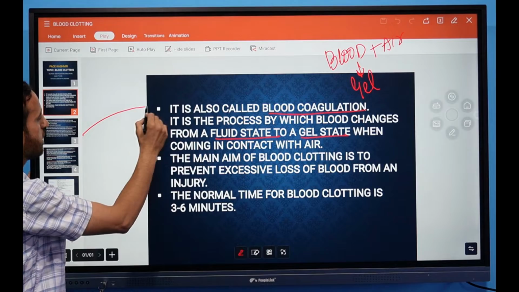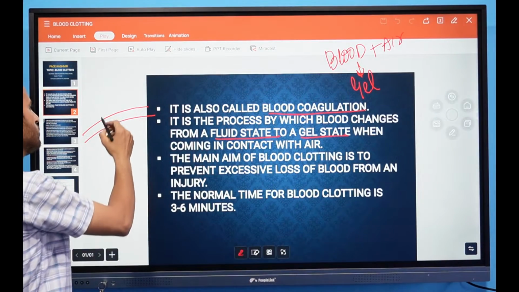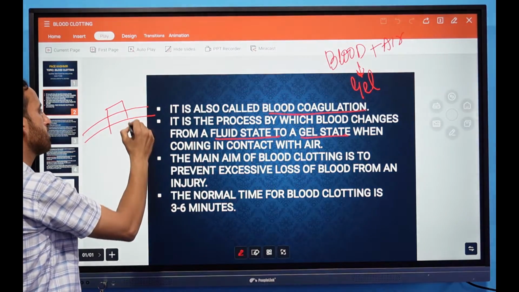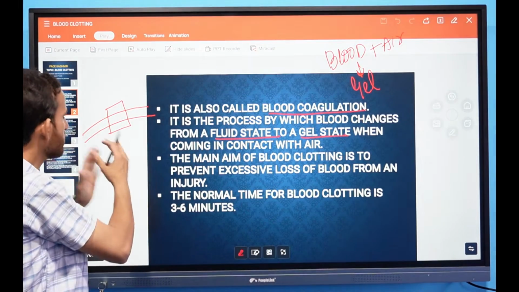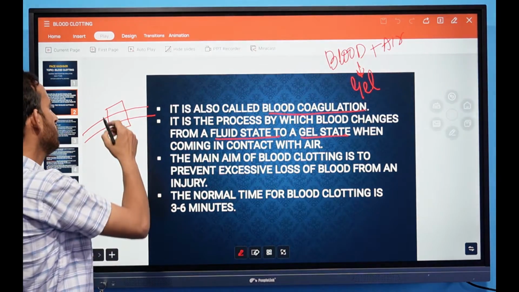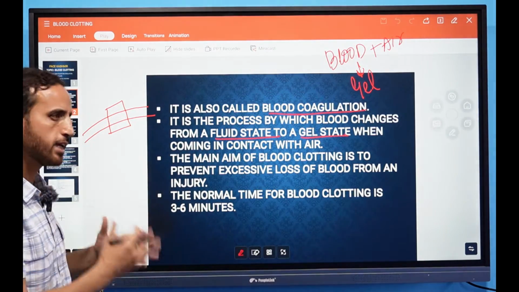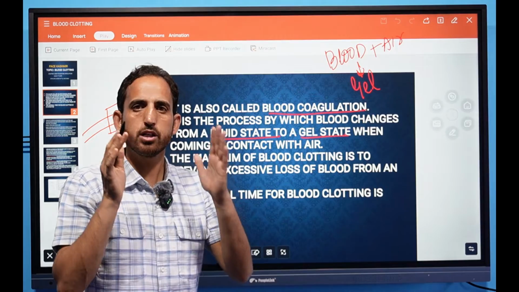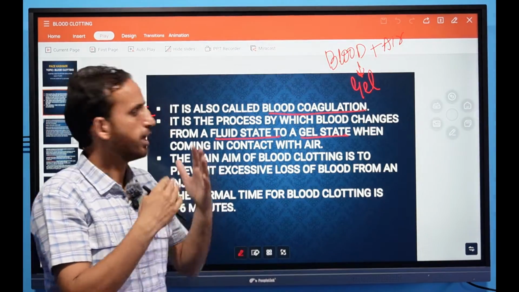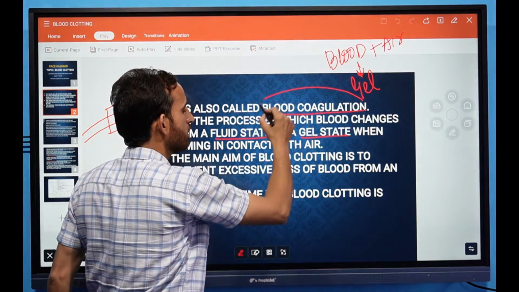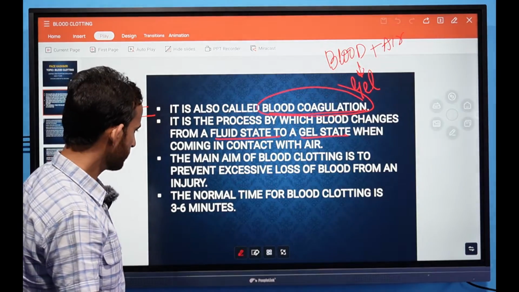If we look at, for example, this is our blood vessel, and an injury has occurred here, for example, this is a site where an injury has occurred. After some time, the blood flow automatically gets stopped. The mechanism responsible for the stoppage of blood flow from a site where an injury has occurred is called blood clotting, which is also known as blood coagulation.